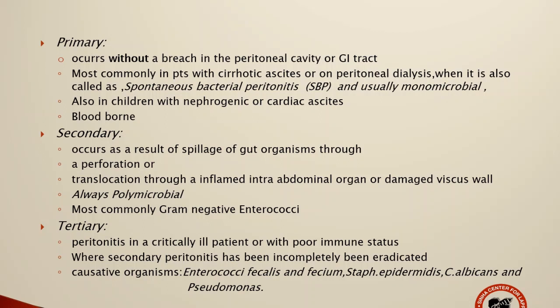And then you have the tertiary, which is a terminology which is less well, or I would say least well understood. Here we are talking about peritonitis in a critically ill patient or with a poor immune status. And usually the scenario is that there has been an inadequate or incomplete treatment of secondary peritonitis. The infection has not been completely eradicated. And the causative organisms in these cases are either the Enterococcus group, faecalis or faecium, or it could be Staphylococcus, it could be fungal also, and of course Pseudomonas.